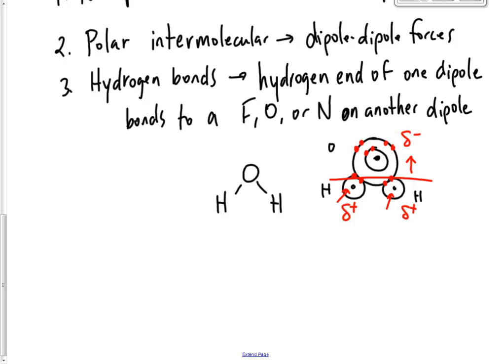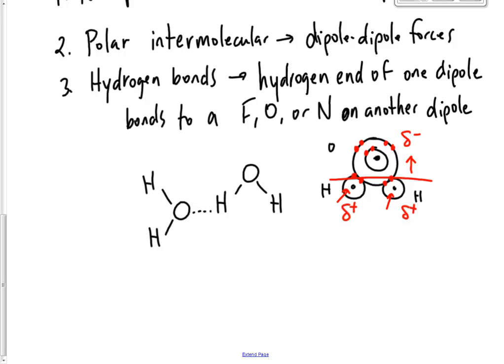When you get multiple waters together, you're going to get a hydrogen bond. Let's say it goes this way, like that, because this end is slightly negative and this end is slightly positive. So they're just going to attract one another. That's why water sticks together so well.